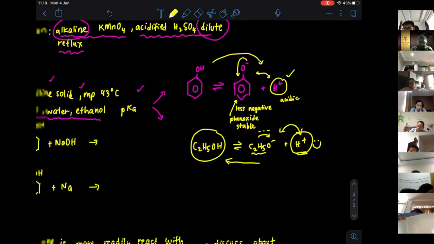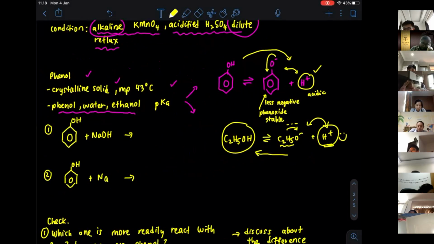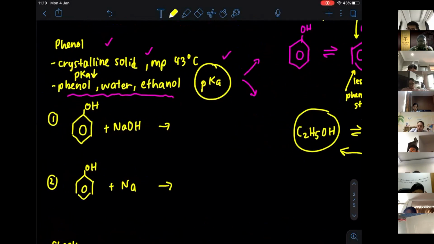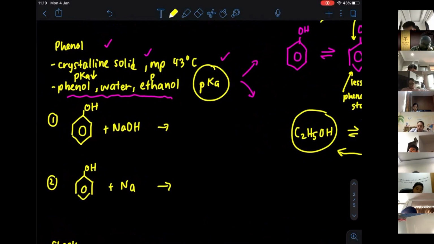If you want to compare in terms of pKa, the explanation I have already discussed with you. If you have a lower pKa, it means that it is more acidic. So do remember, the pKa for phenol is the lowest, because phenol is the most acidic, and the pKa for ethanol is going to be the highest. Why? Because it's going to be less acidic.